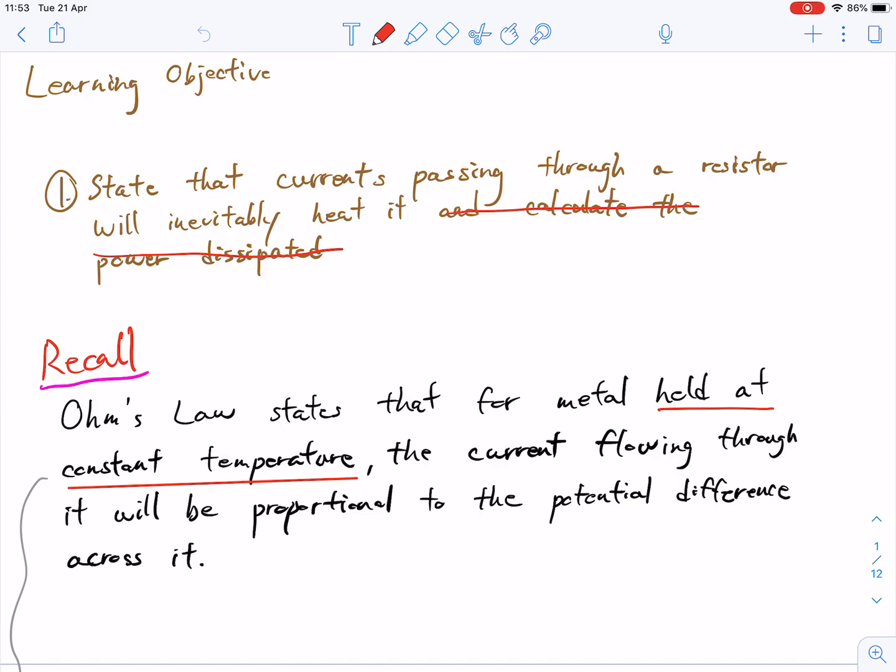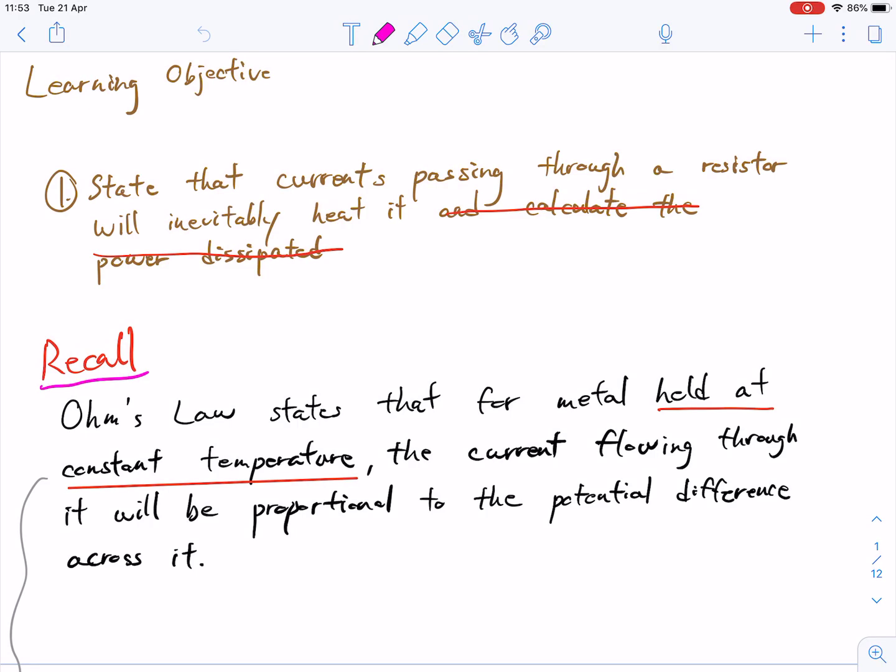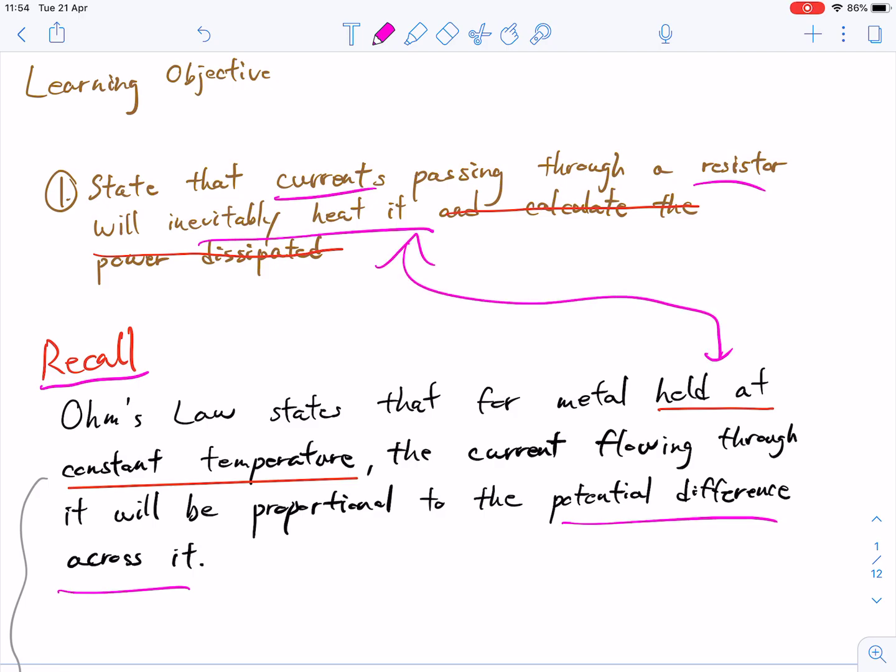Now, if you recall Ohm's law from last lesson, you might think: Ohm's law says that for metals held at constant temperature, the current flowing through it will be proportional to the potential difference across it. So there's this idea that if I pass current through a resistor, it's going to heat it up. But if it heats up, if the temperature changes, then it will also change other things as well. So what's going on here?